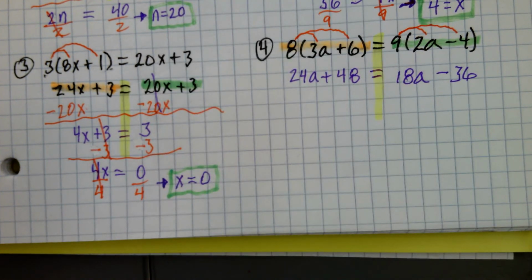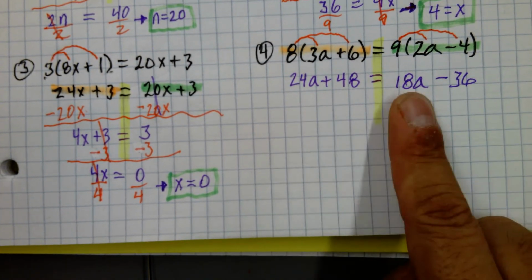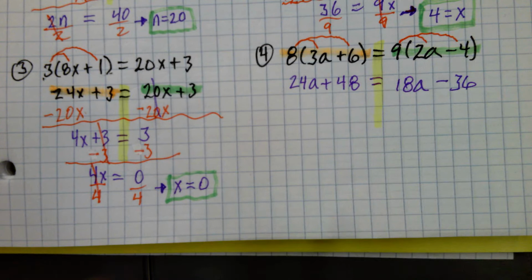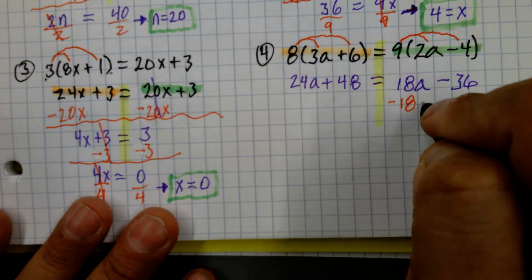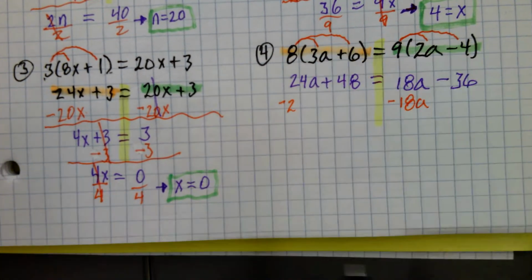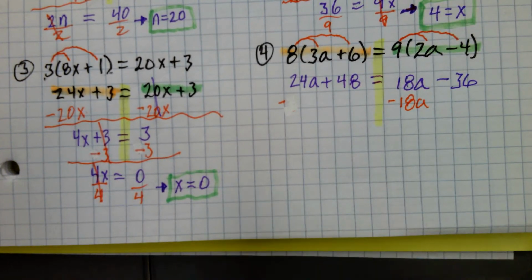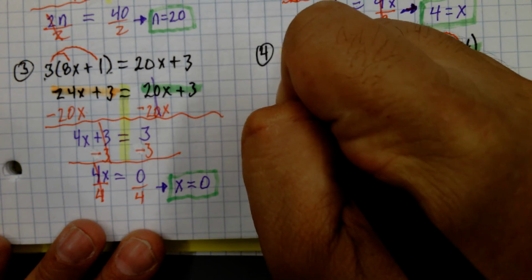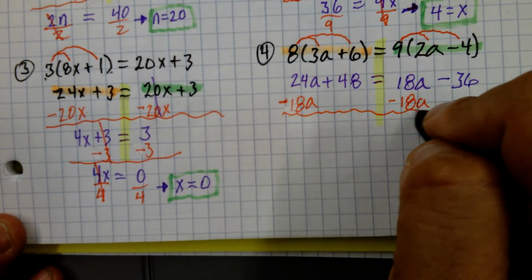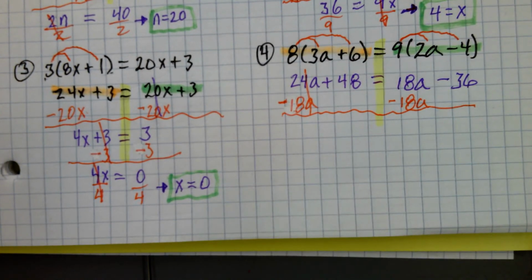All right. Well, now we have variables on both sides. We got a choice to make. Do we get rid of 24a with a negative 24, or do we get rid of 18a with negative 18a? Yeah. Let's get rid of this one. It has 2 things going for it that I like. It's smaller than 24, and it's on the right side. I usually like getting rid of variables on the right side. Okay, so let's get rid of it. 24 take away 18. How much is that?